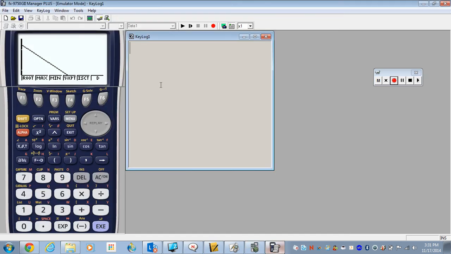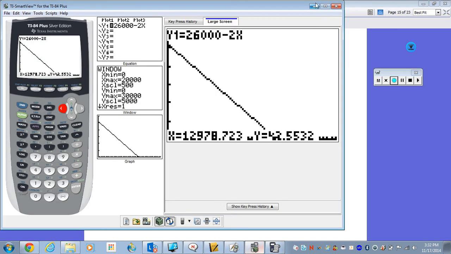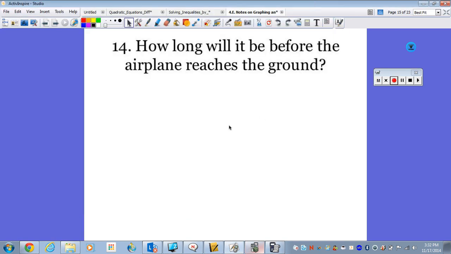Okay, so I just wanted you to see that. So when we did root, that's exactly what it was. So when X is 13,000. But now keep in mind, what does that mean? So let's go back. I want you to see how you got it. So how long will it be? And so what's our time?